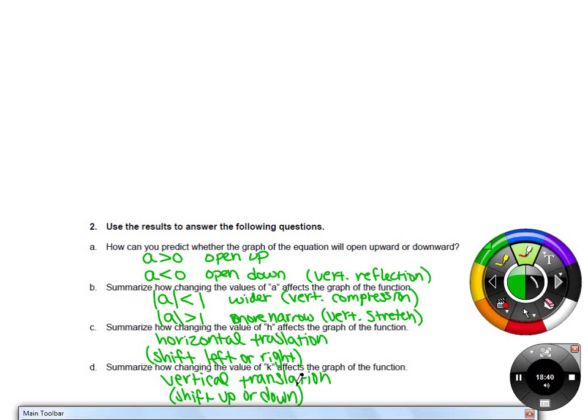So your goal for today was to know the parent function of the parabola, recognize what A, H, and K control, and then tomorrow our job is going to be to tighten up the terminology and actually create the graphs by using reflections and translations and compressions and stretches. All right, so we're good.